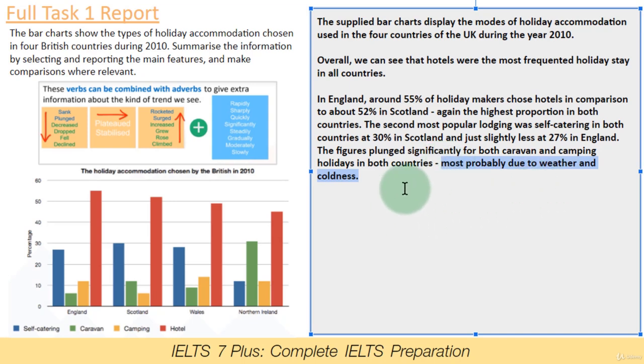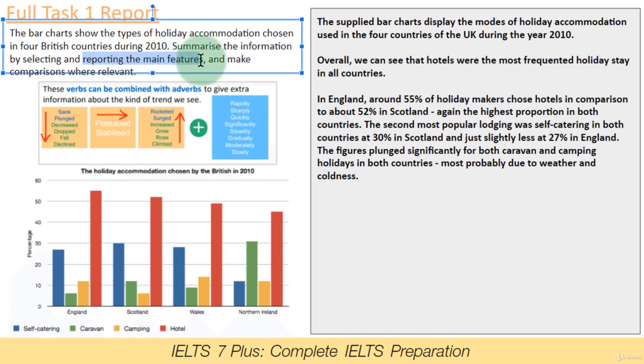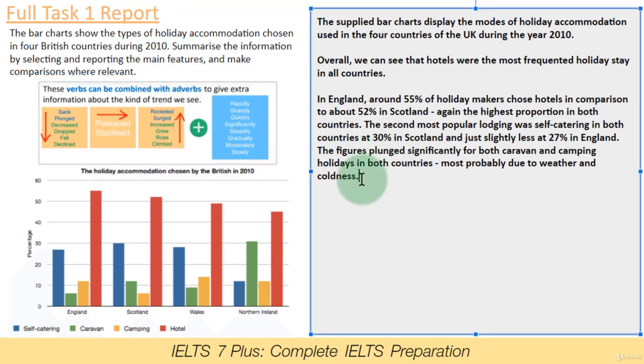So I do see this happening at times, and I just want to go back to the question here. Summarize the information, so report the main features and make comparisons where relevant. At no point does it ask you to guess reasons for the data you can see. All you need to do is to report the data. So there's no need for me to give a reason on why I think the data has happened. I don't know, I'm just guessing, so do not include anything like that. The figures plunge significantly for both caravan and camping holidays in both countries.